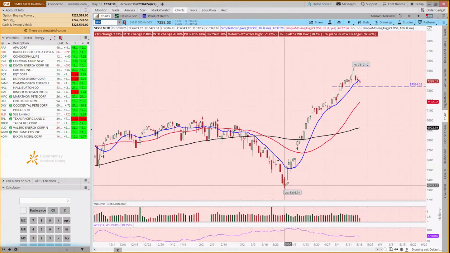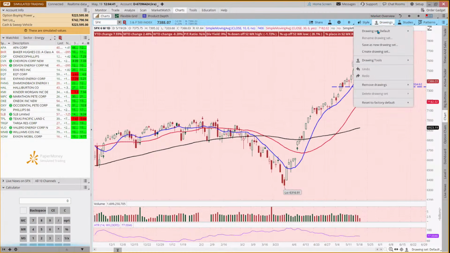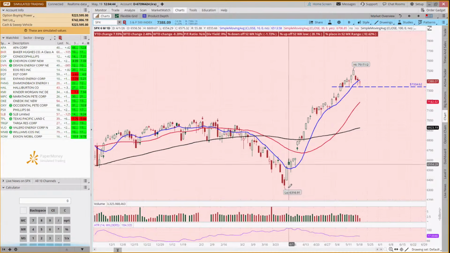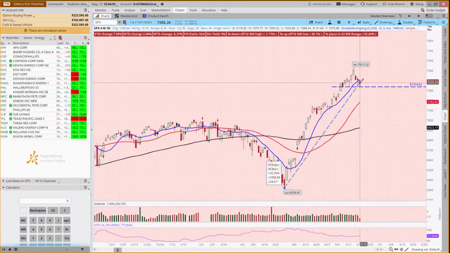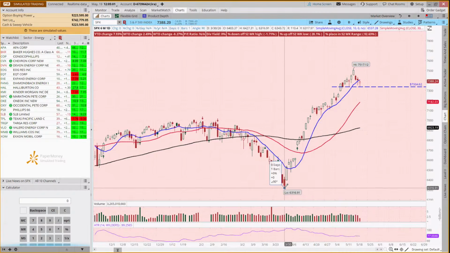After this tremendous run, if I take my drawing tool and we come from here to here, we hit a new all-time high in the market last Thursday. We were up about 19%. We're still up about 16 and a half, 17% from this low that we hit back at the end of March 30th. So that's been a hell of a run.